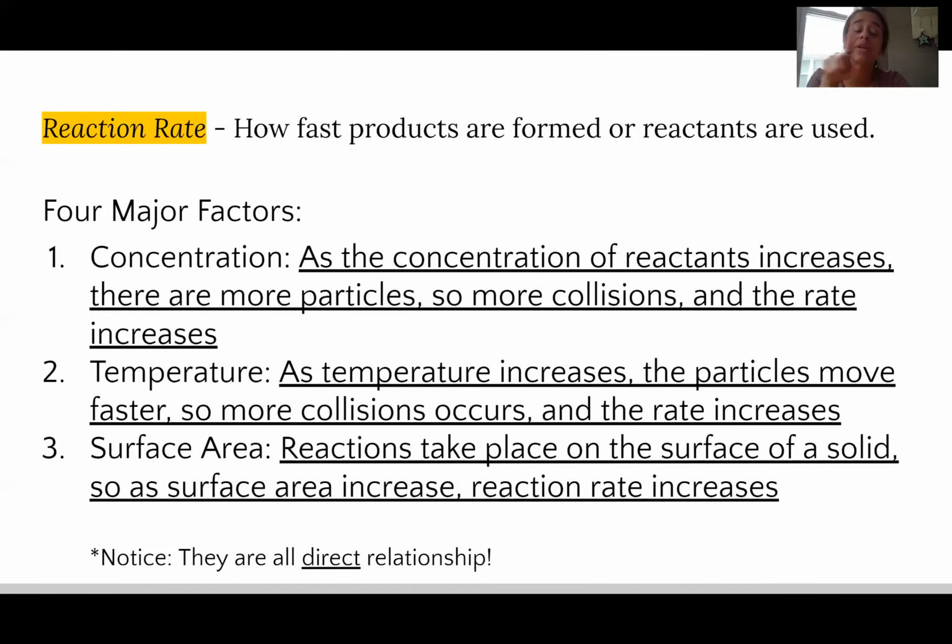It's also important to notice that in all 3 of these examples, and we're going to talk about a 4th one in just a second, all 3 of these examples are direct relationships. So as concentration, temperature, and surface area all go up, the reaction rate likewise is going to go up.